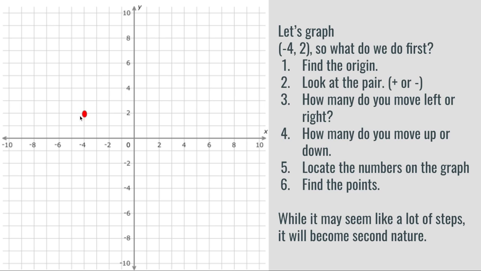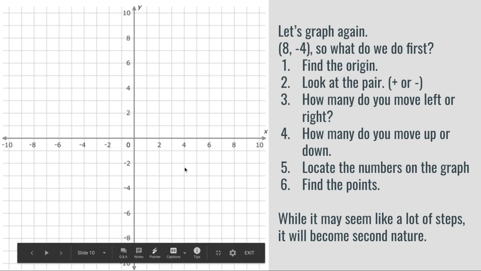And there we go. While it may seem like a lot of steps, it will become second nature the more you do it. Let's graph another problem. (8, -4). So what do we do first? We find the origin. Positive 8, -4. So which quadrant would that be in? Quadrant 4. So we know it's over here.